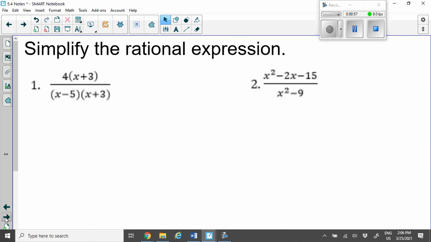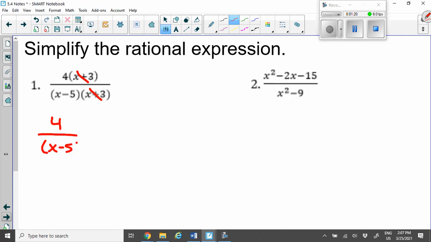So we're going to simplify the rational expressions. So number 1, if we look at both the numerator and denominators, they are already factored out. So what we're going to see is, is there anything that we see in the numerator that we see exactly in the denominator? Well, we look, we see exactly the x plus 3. So what we do is we cancel them out. So now, whatever we're left with, which is the 4 in the numerator and the x minus 5, that will be our final answer.